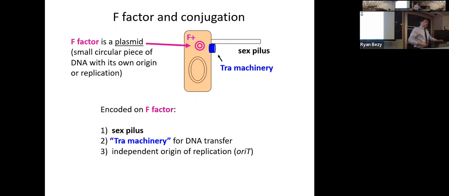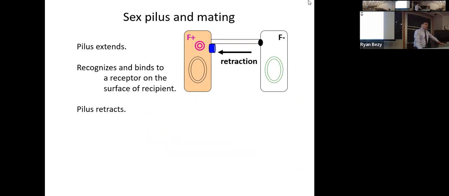So what happens during conjugation is you have this F factor plasmid. Again, this might be a bacterial chromosome. This is the F factor plasmid up here. You have a donor cell, my donor cell in brown here. The F positive means it's got the F factor and it's going to be my donor cell. This is where the DNA is going to move out of. It's going to donate the DNA to another cell. Then you have an F minus, maybe a recipient cell. It doesn't have the F factor.